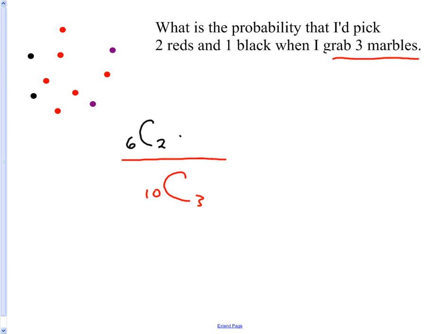What did that represent? The purple ones, the red ones, the blue ones? What are they? There aren't any blue ones, I guess. Red ones, yes, there's 6 red ones, and I'm going to choose 2 of them. That's from this. And what was the other one? 2C1 of the black ones. There are 2, and I want 1 of them.